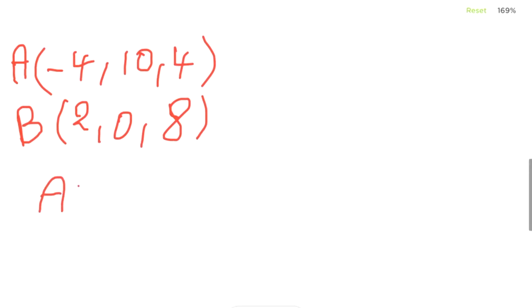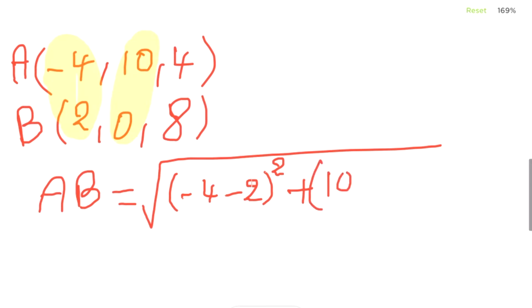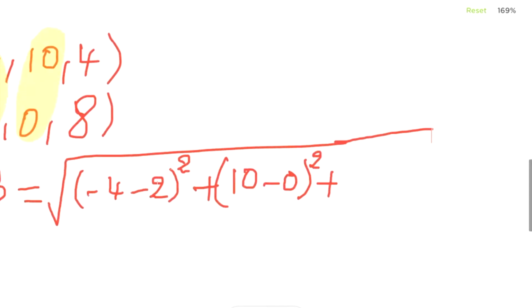And they ask you what is the distance of AB and what is the midpoint. Let's start with the distance. Whenever they ask you for the distance, you have to put a square root and subtract the x's together. I'm going to highlight them, these 2 numbers. Subtract them. So you get -4 minus 2 squared, plus highlight the other one, the 10 and the 0. So you just subtract 10 and 0 squared. It's the distance formula, you know, in 2D. We just extend it to 3D, adding the z dimension, 4 minus 8.